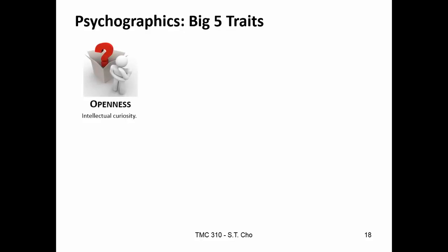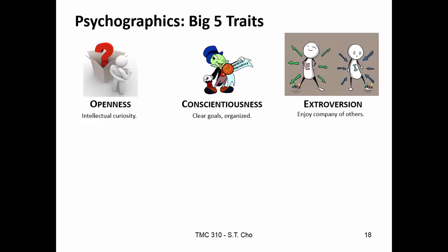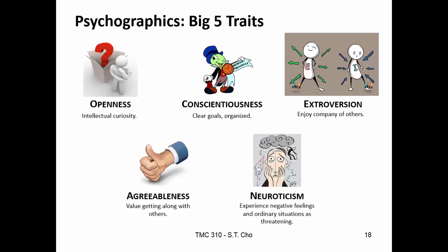Those traits include how open are you? How curious are you? Are you conscientious? How extroverted are you? Are you extroverted or introverted? How do you value getting along with others? And finally, how neurotic are you? And let's face it, older people and younger people are neurotic in different ways.